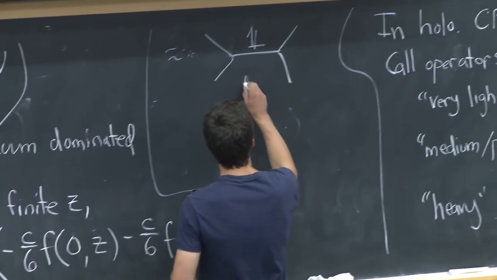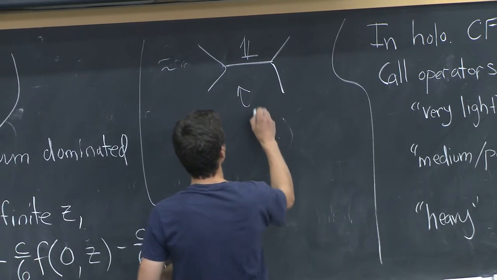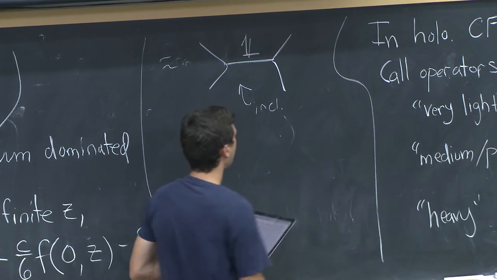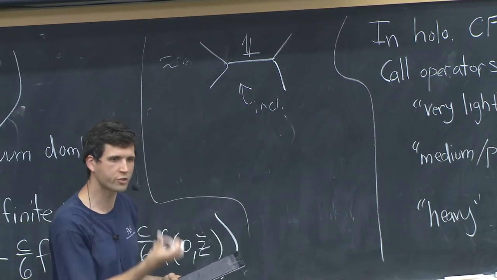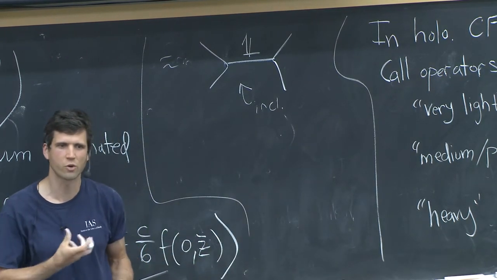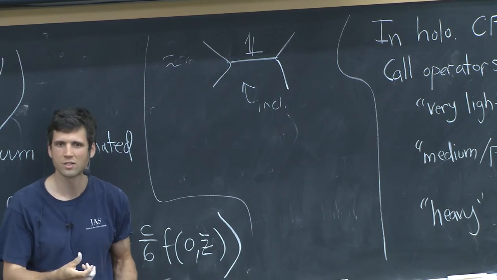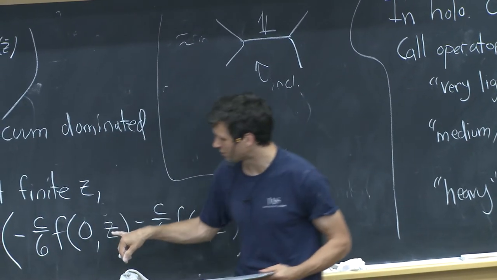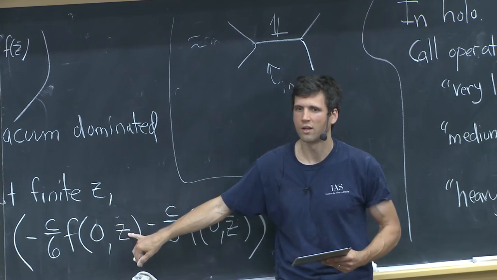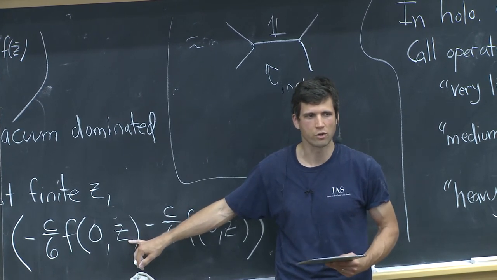But I'll repeat again that this includes not just the factorized. This does not mean that they don't interact. It doesn't mean that they factorize. This little f is a very complicated function of z that can't even be calculated in closed form.